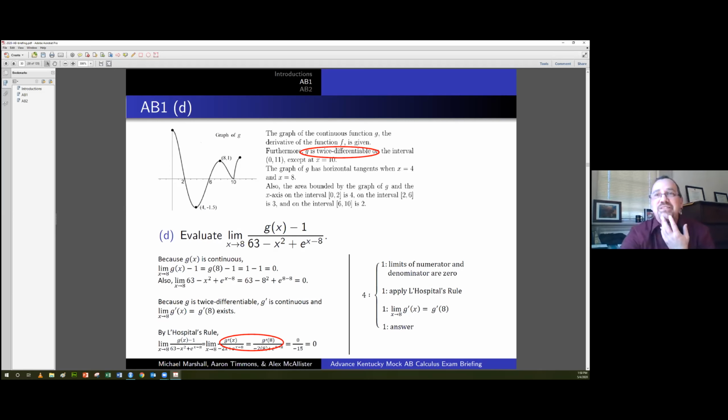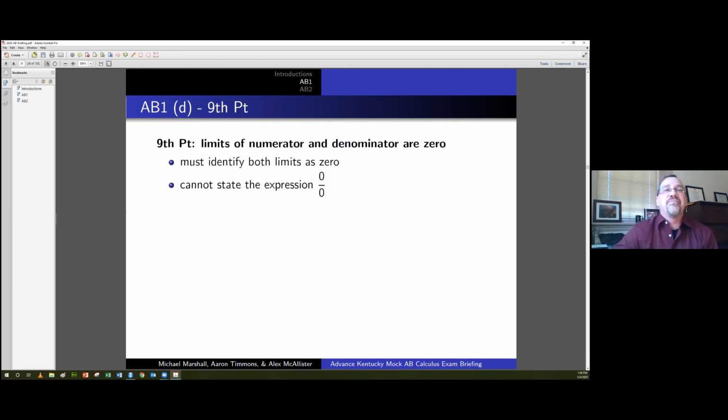Sorry. So let's see how we parse it out a little bit. Right. So the ninth point, you're up to 9 out of 15. The limits of the numerator and denominator are 0. So they need to identify both limits as 0. But this expression 0/0 is problematic. And we use it informally and colloquially, but it's not the kind of communication that's been accepted.